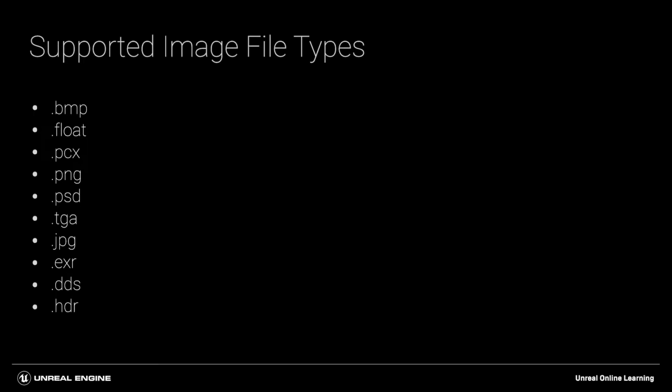2D image files can be imported as .bmp, float, PCX, PNG, PSD, TGA, JPEG, EXR, DDS, or HDR files. Many artists typically use TGA, JPEG, and PNG files. Naturally, there are pros and cons to using any of these file formats.